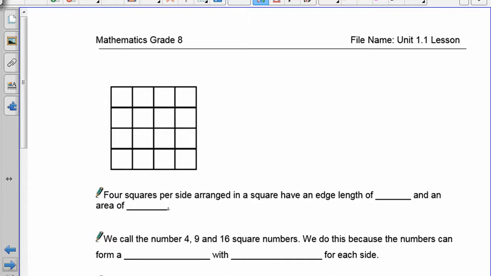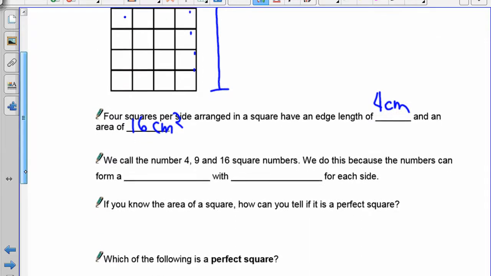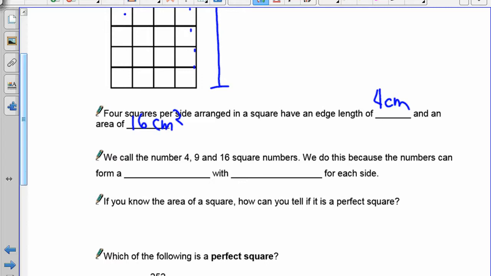So going on to the next one, here's one that's got 4 by 4. The 4 tiny squares are arranged on the sides to make basically a 4 centimeter side length. There's your 4 right there: 1, 2, 3, 4. And it makes an area of 16 centimeters squared. And you can count them all and figure out that there's 16 of them.